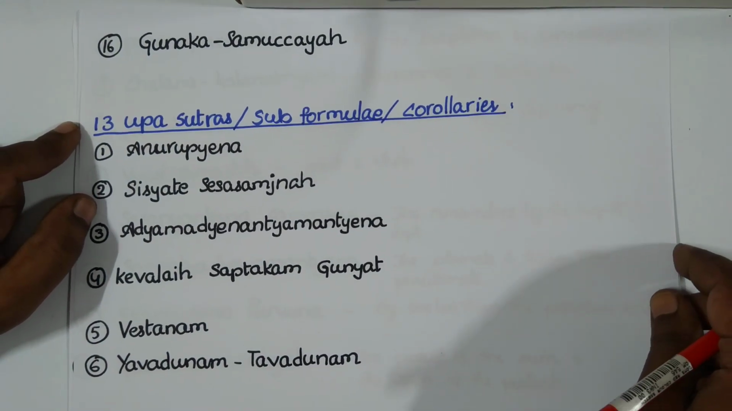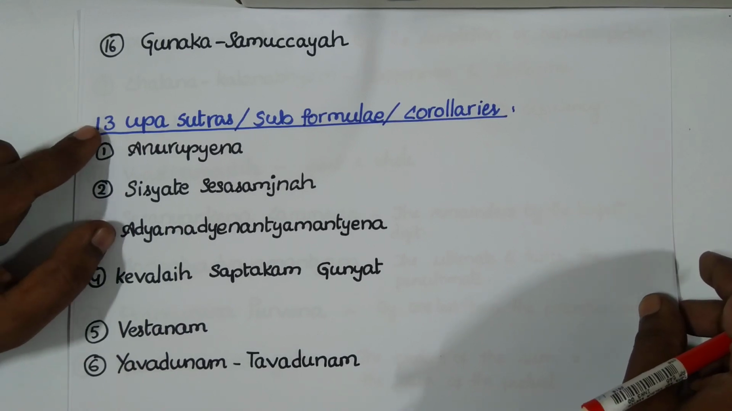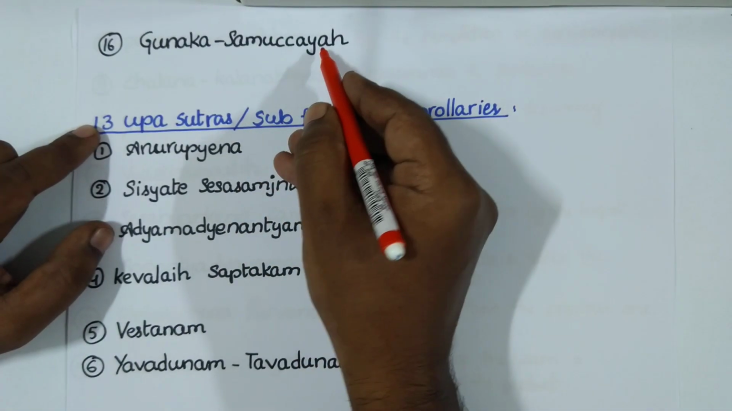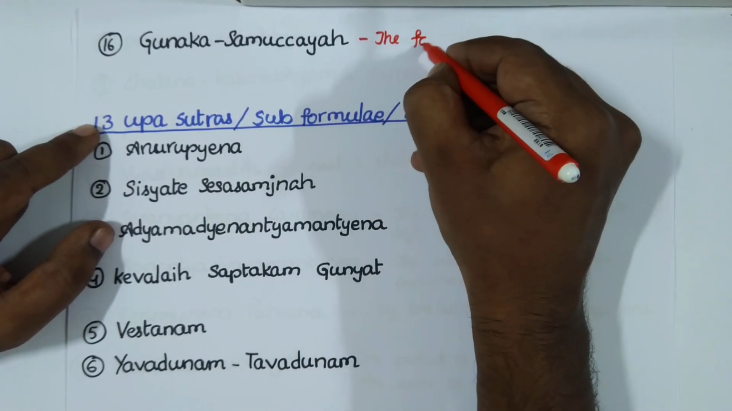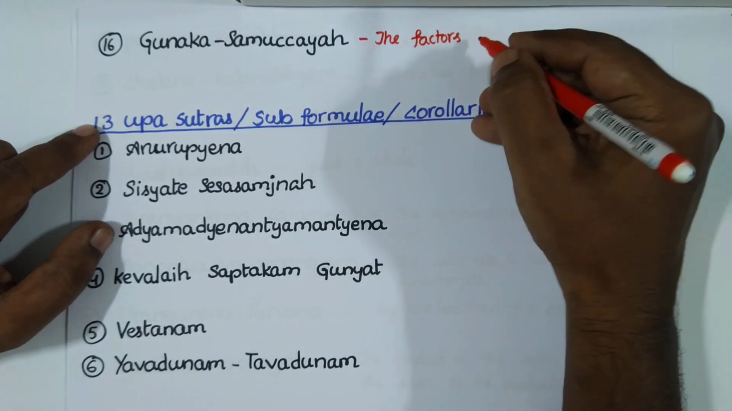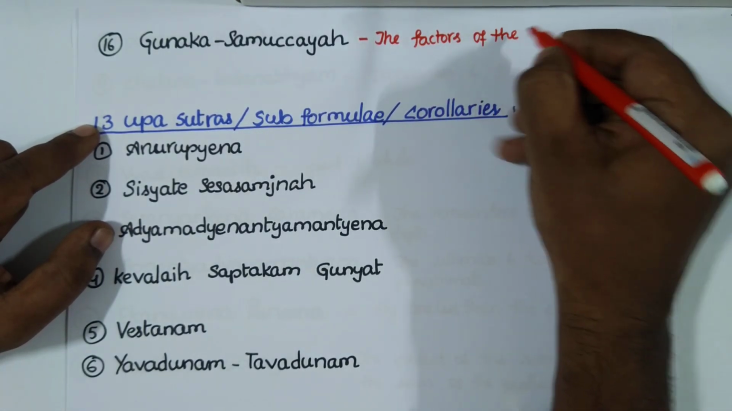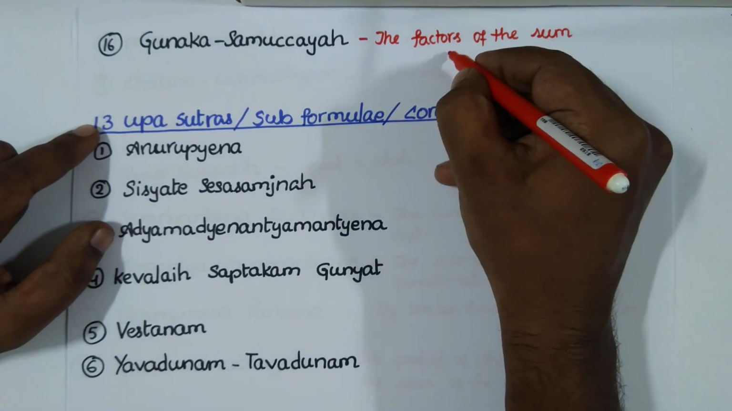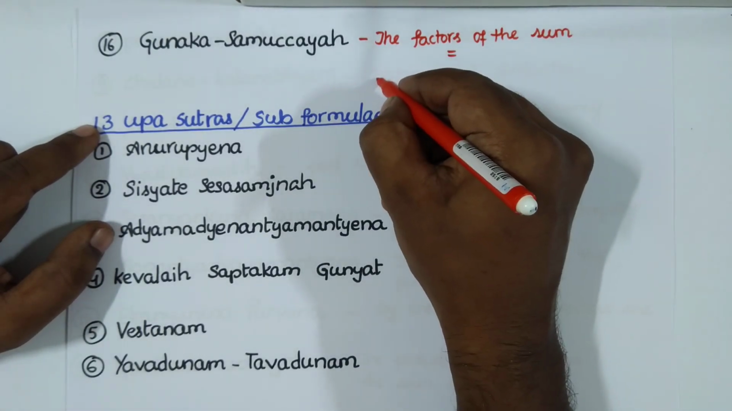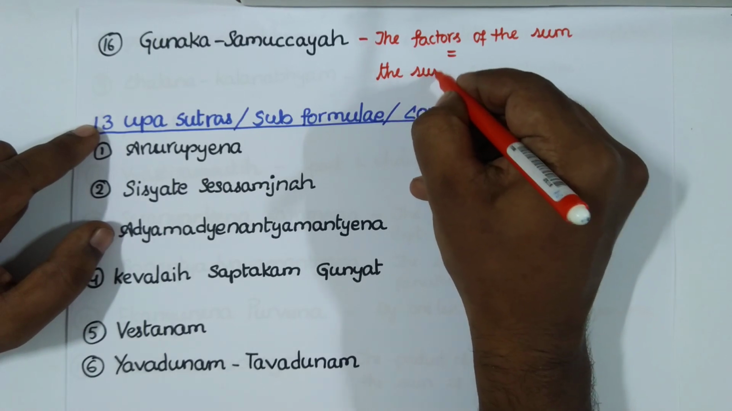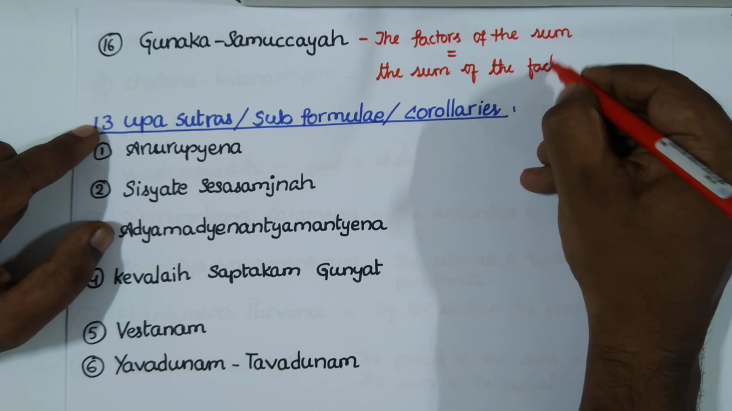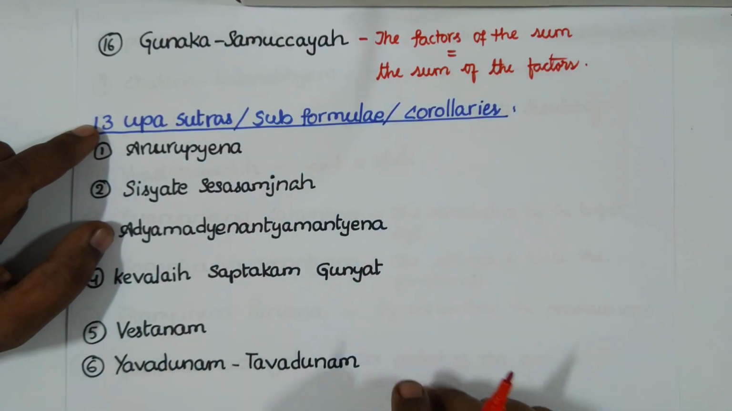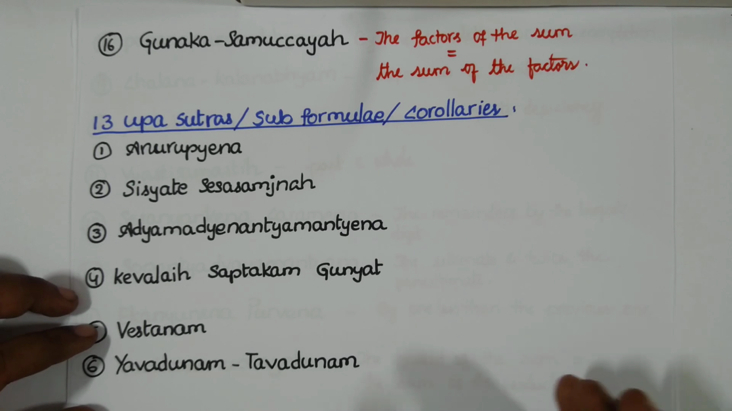All right, and the next one, the last one under the 16 formulae, or 16 mathematical sutras, or 16 Vedic sutras or aphorisms, is Gunaka Samuchayaha. Gunaka Samuchayaha means the factors. The last two are just like magic. The factors of the sum is equal to the sum of the factors.